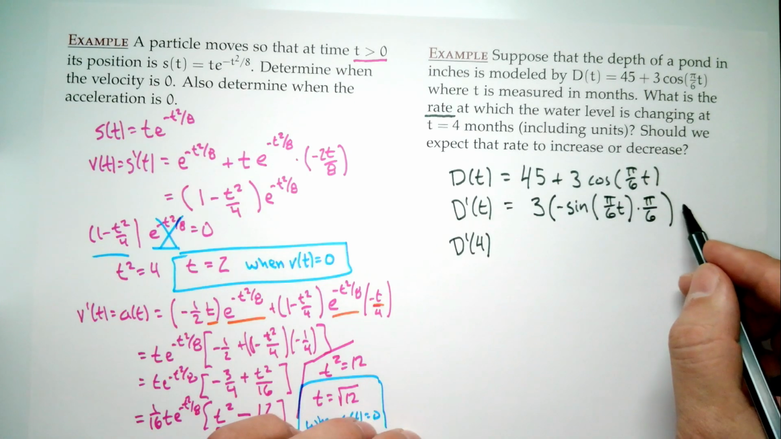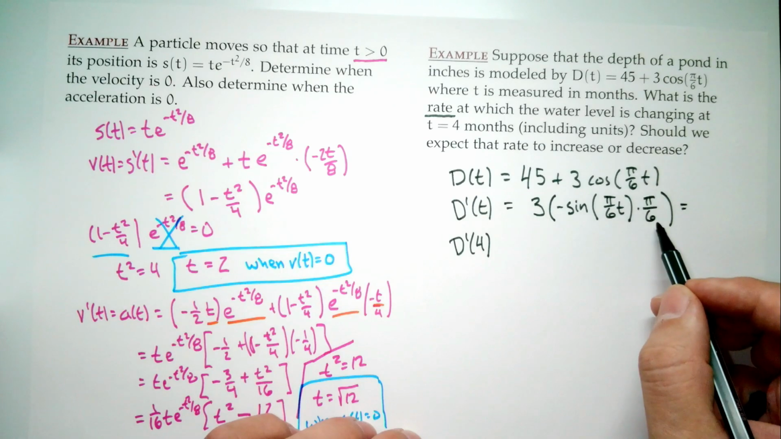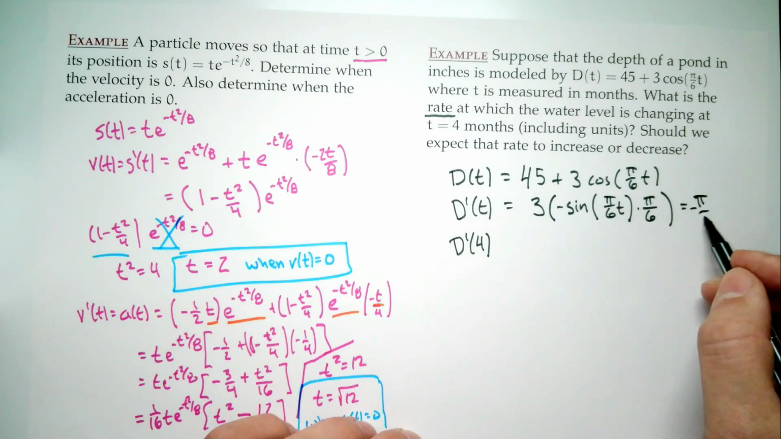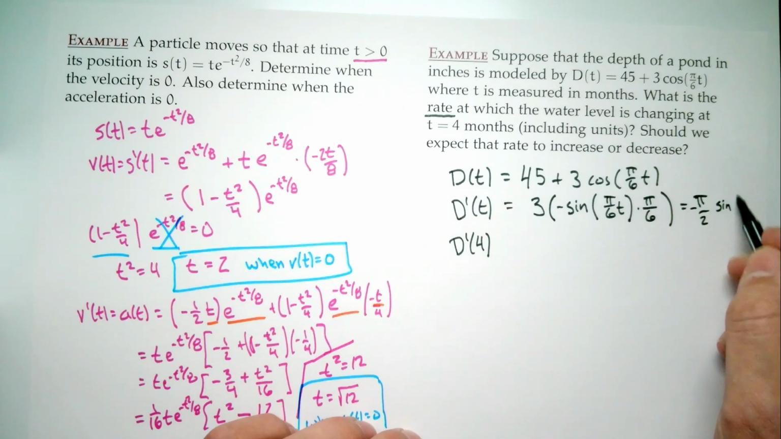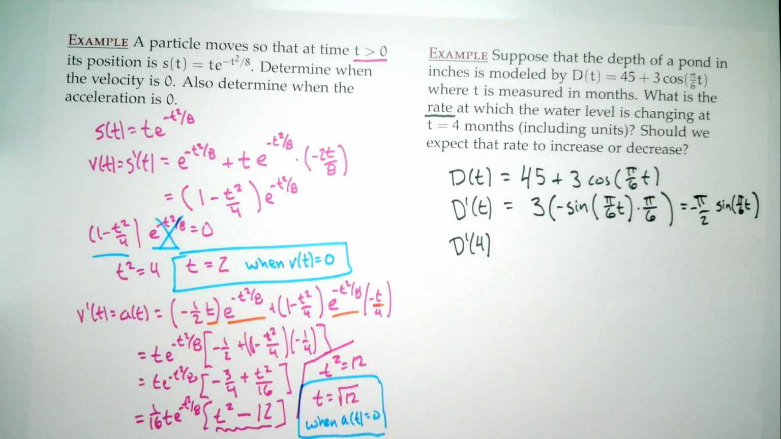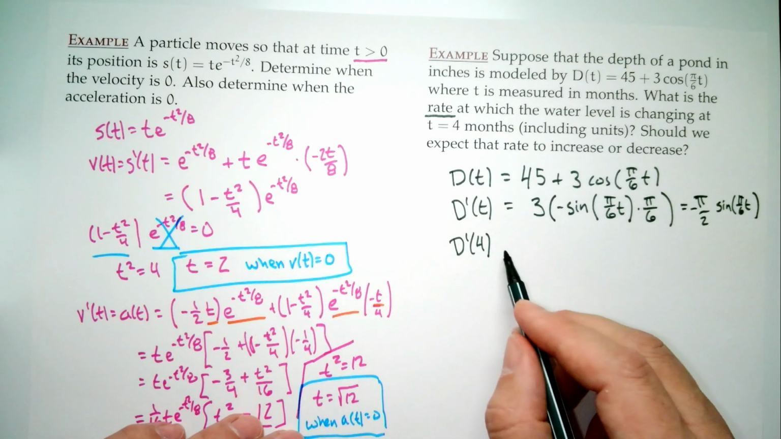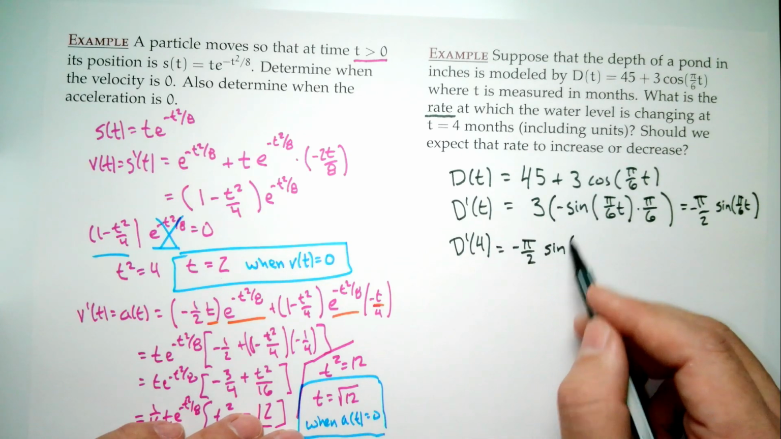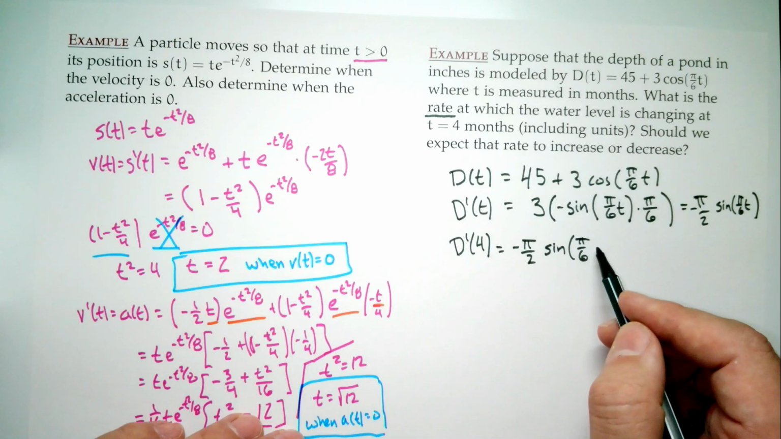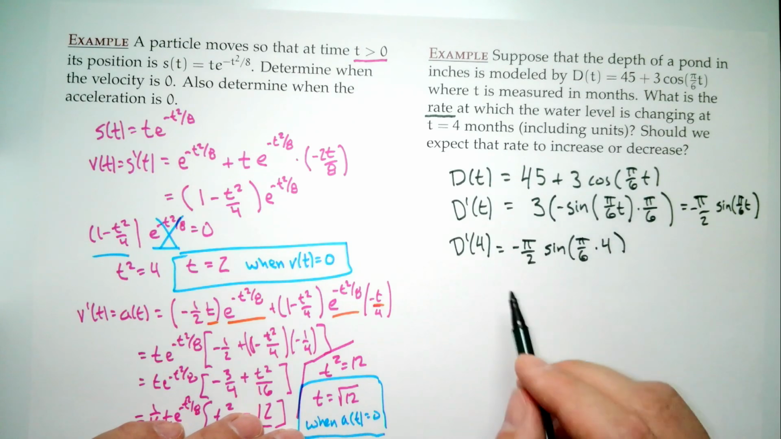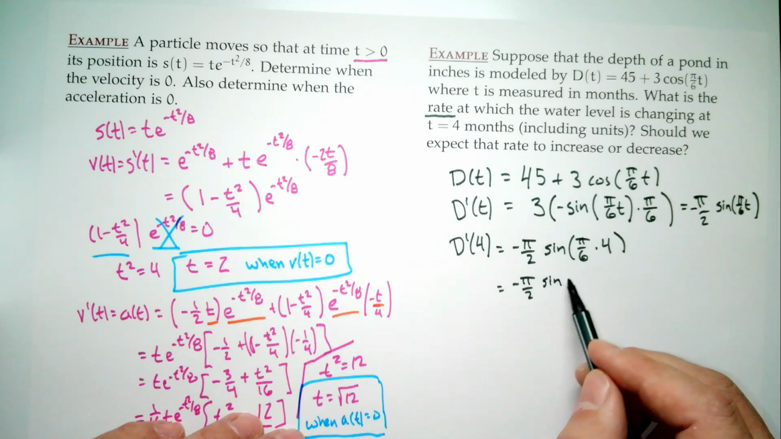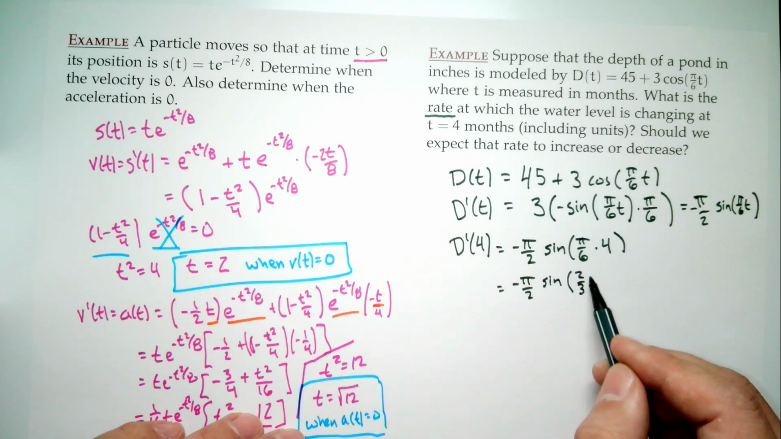Now we can clean this up a little bit. For example, 3 goes into 6. So that would be pi over 2. And I'll put negative in front. Negative pi over 2 sine of pi over 6t. Now we plug in 4. So we see, okay, so that's negative pi over 2 sine of pi over 6 times 4. Or if you like, that's negative pi over 2 sine of 2/3 pi.